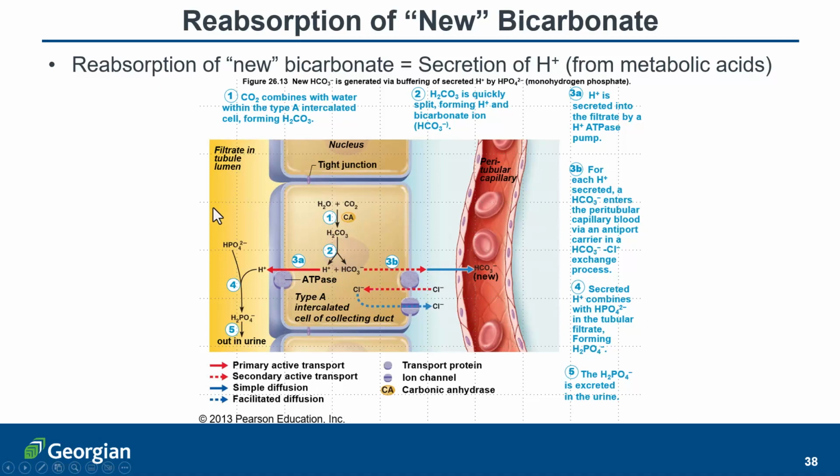This bicarbonate was not filtered as we saw previously. It's not in the filtrate. It's new. This is new bicarbonate that is generated and reabsorbed over there. So that's how the kidneys ultimately excrete out the excess metabolic acids in our body. It's tied to the reabsorption of new bicarbonate.